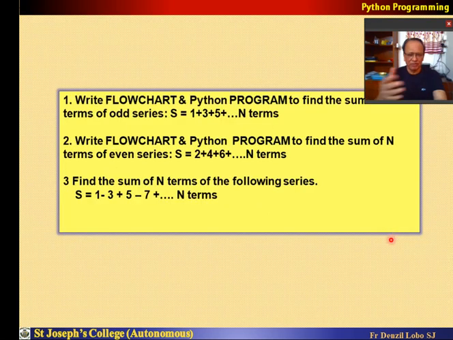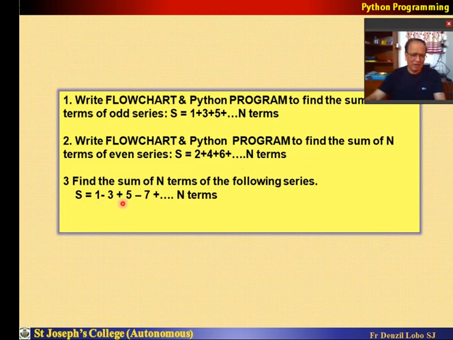A few problems are there for you. Write a flowchart and a Python program to find the sum of natural numbers, which we have done. Then a program to find the sum of n terms of an even series. Now this is going to be slightly difficult. You have to think a lot.